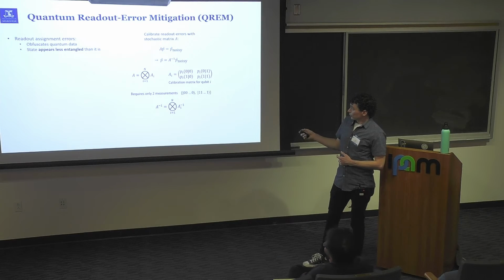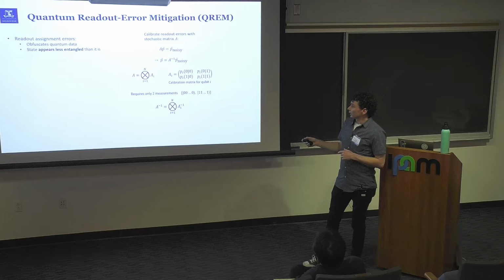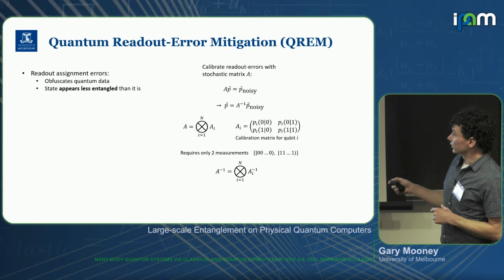Essentially, the way we do that is we calibrate it. So we have our noisy state, and then we have this basic calibration matrix that we can multiply to what the perfect state should be in order to get our noisy state. And if we can figure that out, we can just apply the inverse to then undo the noise.